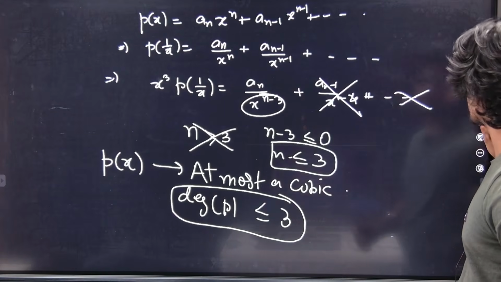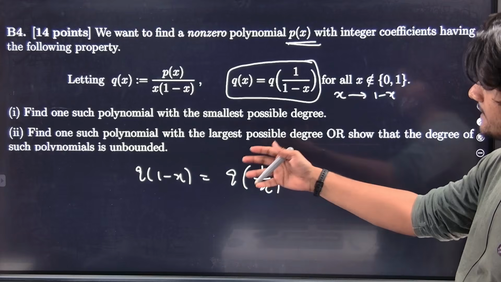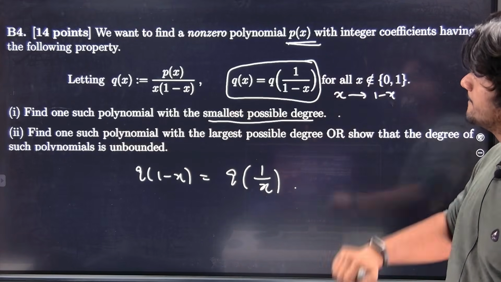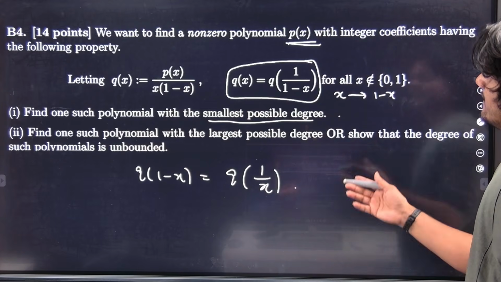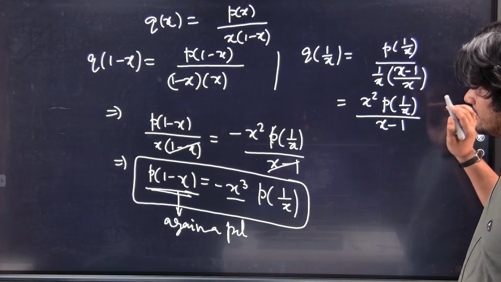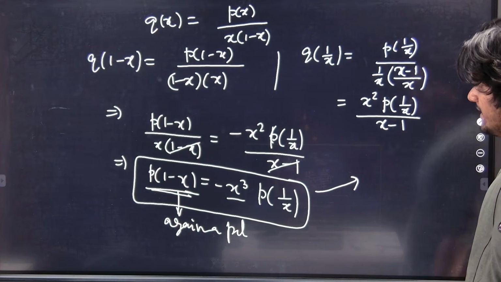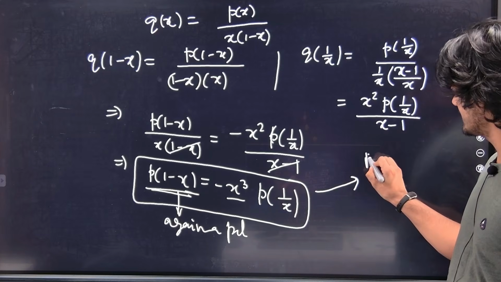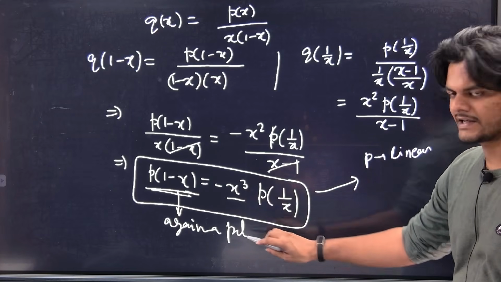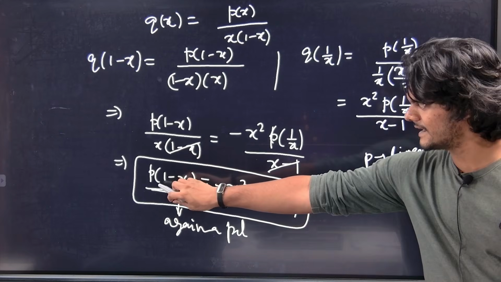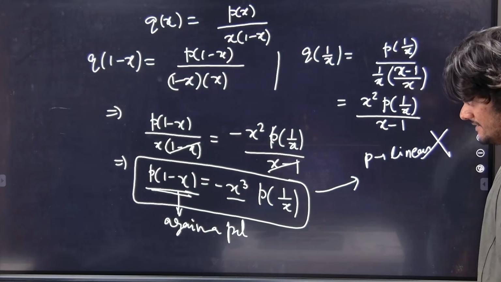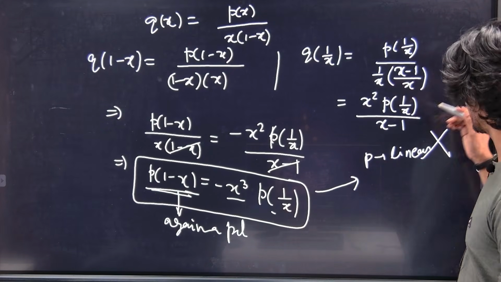Now let us look at the question. What does the question say? What is the question asking? Find one such polynomial with the smallest possible degree. So let's see, can linear do this? For a linear polynomial, is this possible? Definitely not possible, because if P of x was linear, then this is a quadratic, right? But that is a linear. So for linear, it is not possible. Does that make sense?